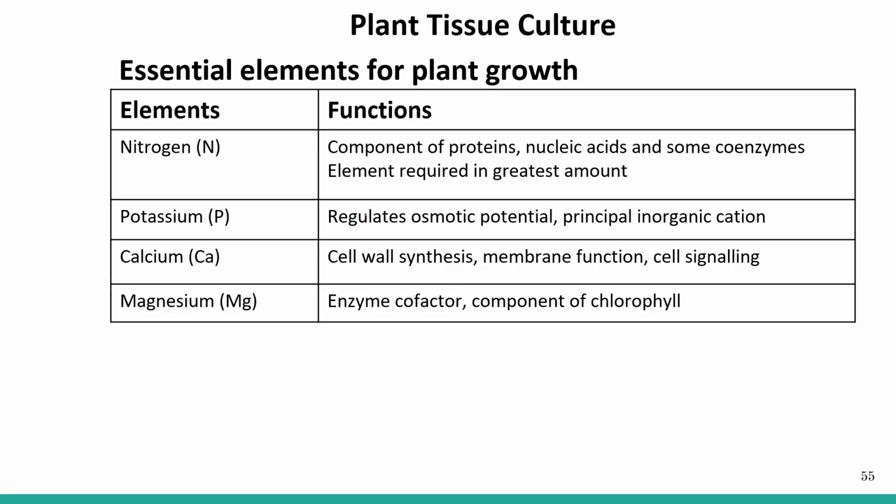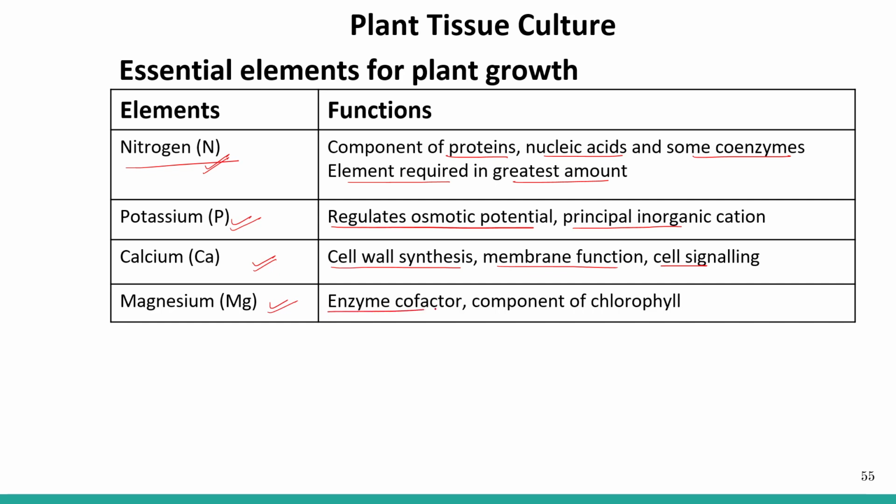So here are some of the essential elements. Nitrogen, a component of protein, nucleic acid, and some coenzymes, is the element required in the greatest amount. So nitrogen must be present in the nutrient medium as an inorganic nutrient. Same with potassium, which regulates the osmotic potential and is the principal inorganic cation. Calcium is very important for cell wall synthesis, membrane functioning and cell signaling. So this must also be present in the nutrient medium as an inorganic nutrient.